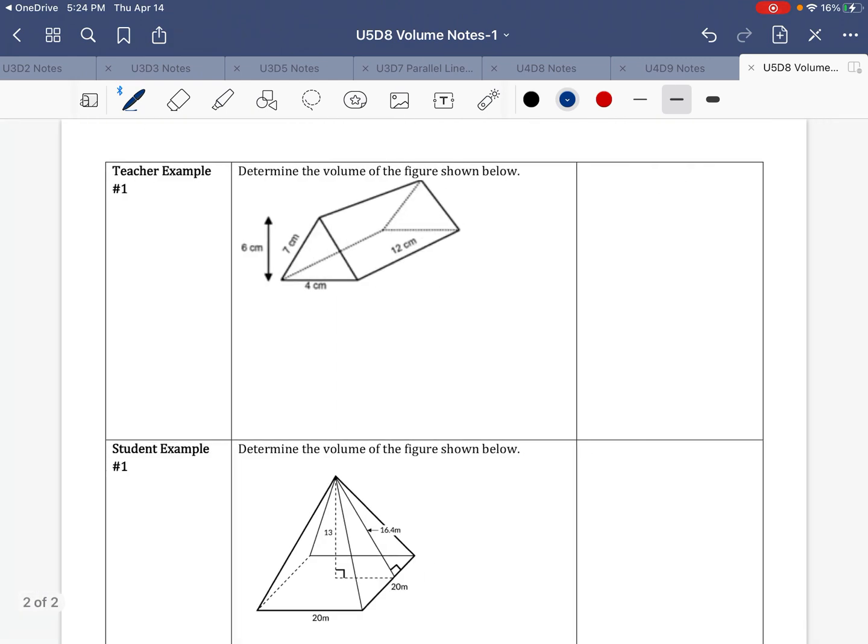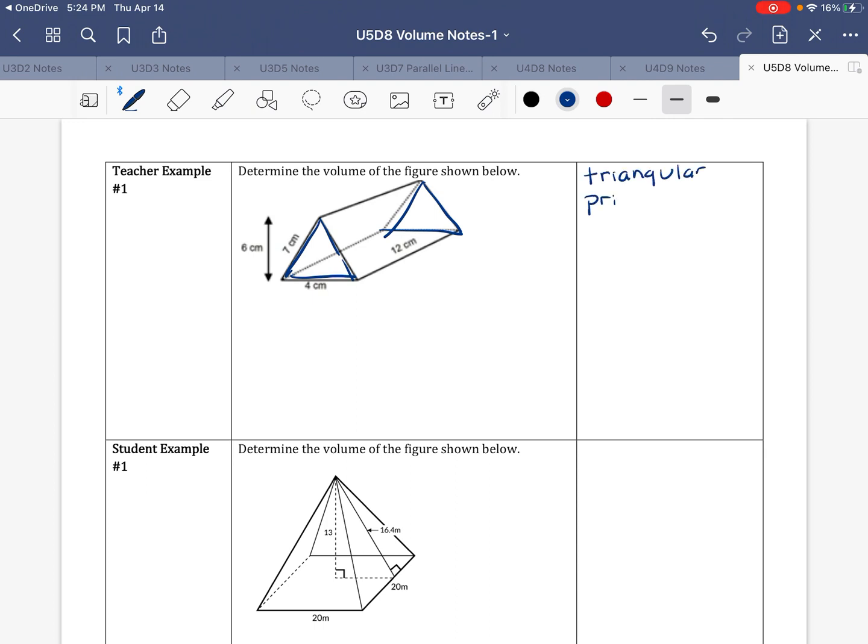Our first teacher example is to find the volume of this figure. So first, we need to name this shape. And here, I can see that there's a triangle here, and there's a triangle here, which tells me first that it's a triangle, so it's going to be either a pyramid or a prism. And since I have two bases, I know it is a prism.